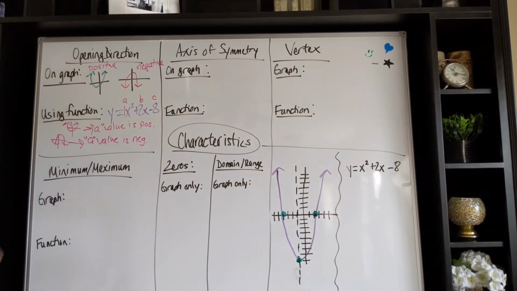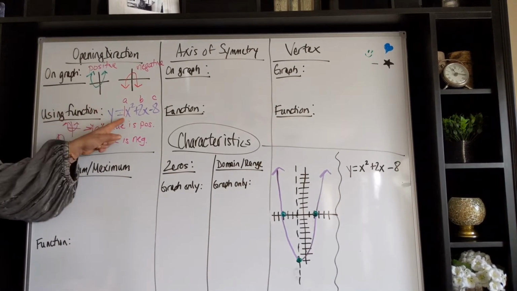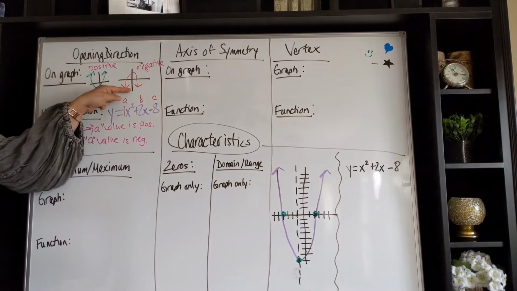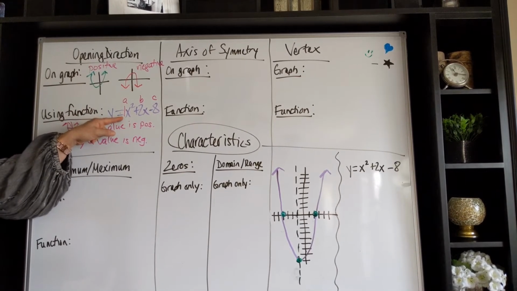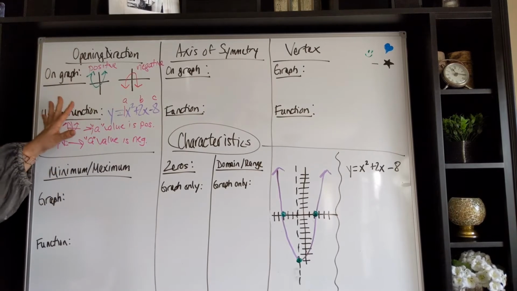Okay? So if it opens up, it means the A value is positive. If it's opening down, it means that it's negative and that the A value would be a negative number. Good. That's the easiest part.